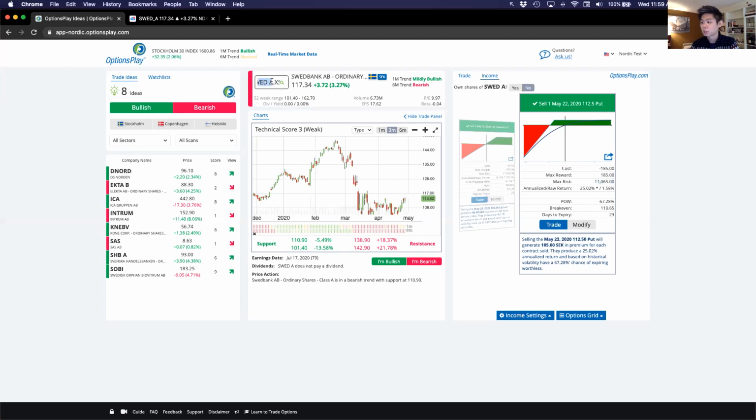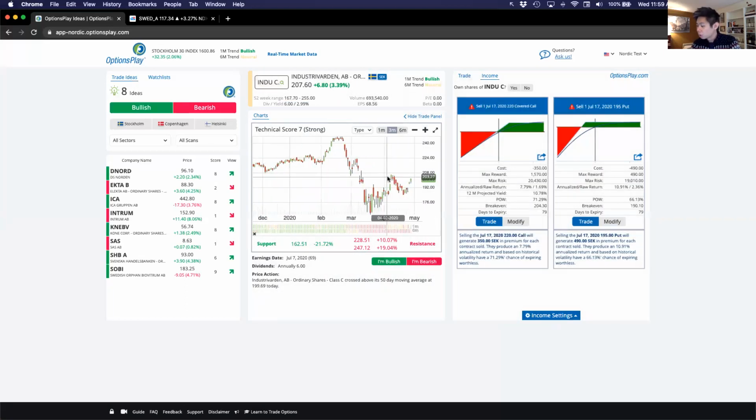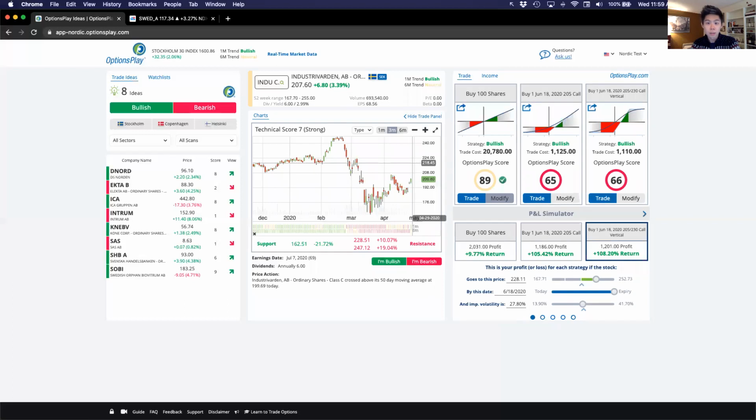Let's take a look. Kaj wants to look at INDU. So this is the industrial stocks, which also have been underperforming but started to come back to life over the last few days. So let's say now Kaj is bullish on this particular stock. So let's take a look at this.